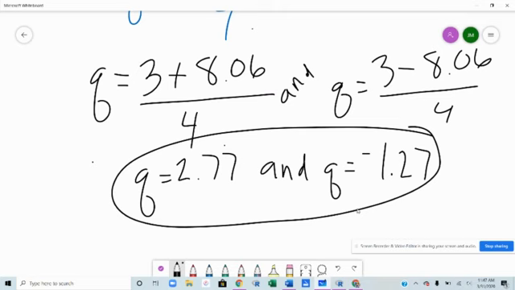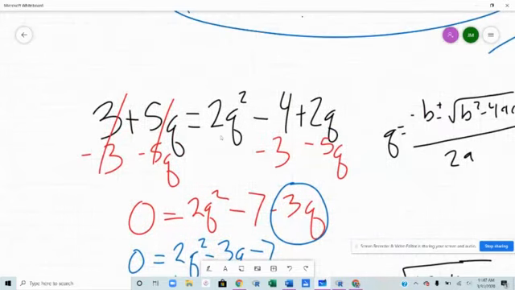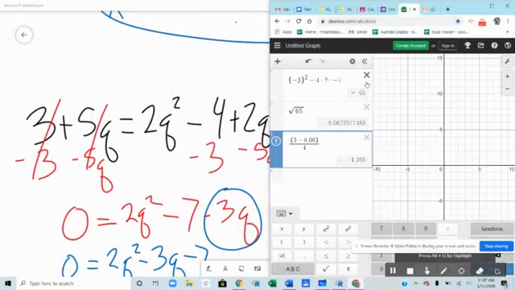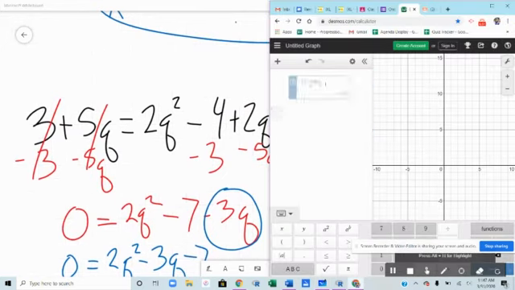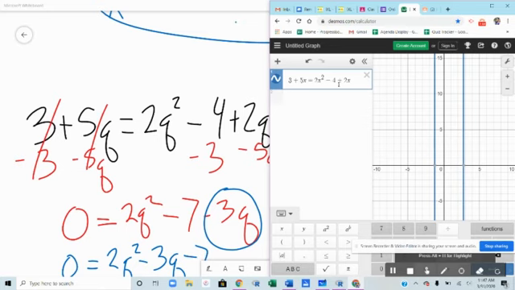And remember that you can go back, and you should go back and check your answers on Desmos. So we're going to come back up here to the very original equation, before we did any moving, and we can type this in. Now, when you start typing it in with your Q's, you would notice that this little symbol comes up. It's not happy with Q's, so we need to use X's instead. So we're going to do 3 plus 5x equals 2x squared minus 4 plus 2x. I just changed all those Q's to X's in Desmos.